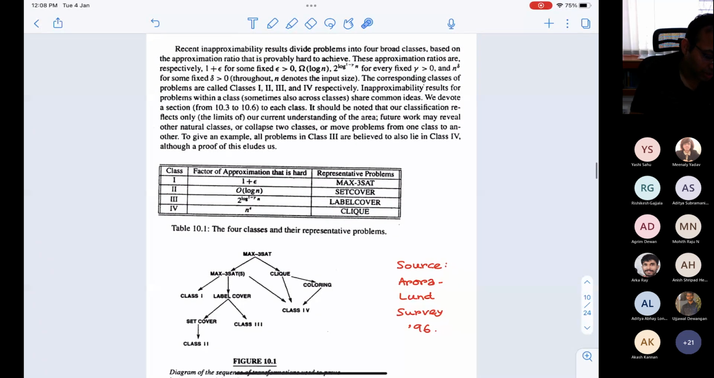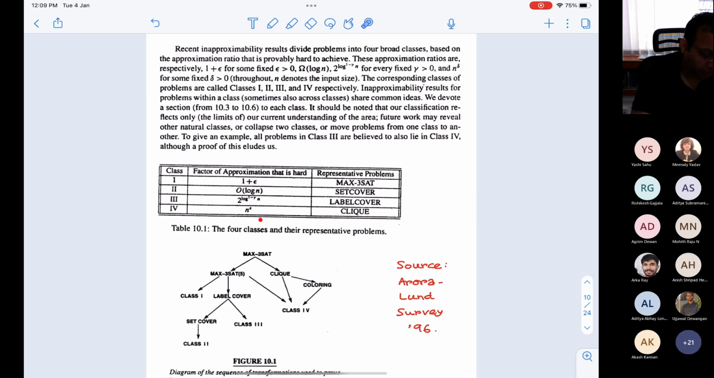For some problems, you will get any approximation as possible. For some, like PTAS, FPTAS kind of thing, and for some problems, you will not get anything. So even 1 plus epsilon approximation is hard. One example is Max 3-SAT. Then for some problems like set cover, it's even difficult to get an approximation better than order log n. Then some problems like label cover, for which this kind of approximation ratio is difficult to obtain. And then some other problems like clique, for which even n to the power epsilon, where epsilon is a constant, is difficult to obtain.